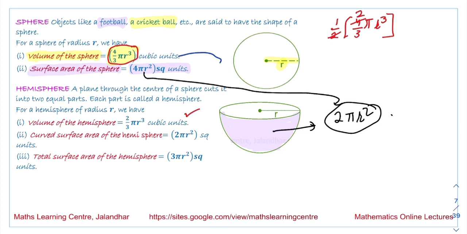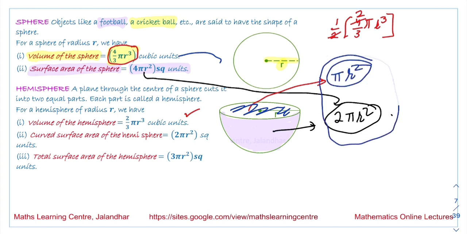When we are talking about the total surface area of the hemisphere, we are talking about this upper portion also, and this is a circle of radius r, so its area is pi r square. So the total surface area of this hemisphere is 3 pi r square. This is the total surface area of the hemisphere.